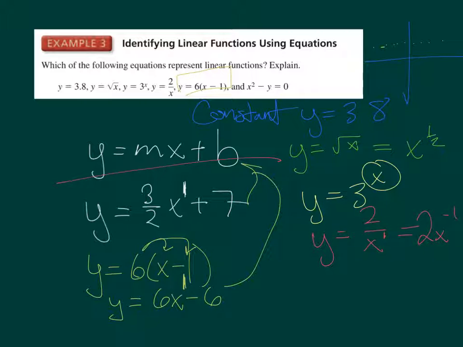And if we look at this next one, we can see pretty easily that we have y is equal to x squared if I were to isolate the y variable like we should know how to do. And that is also not a linear function.